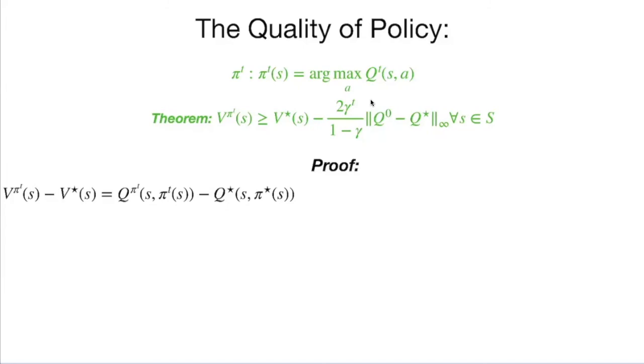So the first step is just writing out things by definition. I'm writing v pi using q and writing v star using q star. Here I'm taking action by pi t, and here I'm taking action by pi star. So by definition, this is an equality.